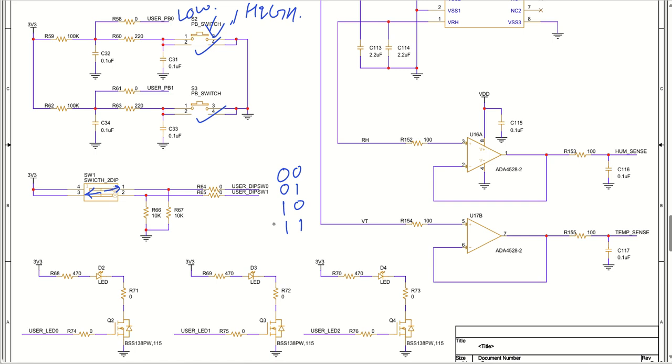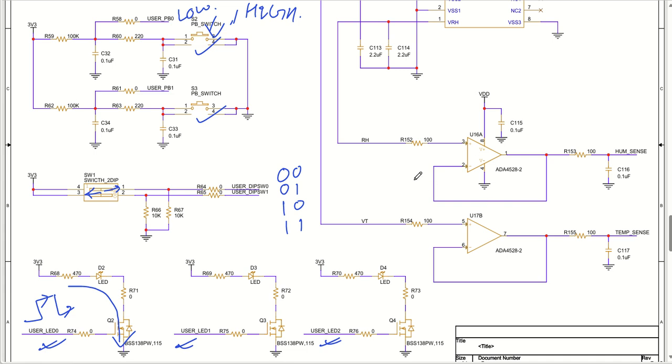We have three LEDs connected, user LED 0, 1, 2, and they are not consuming current at all because they are just driving the MOSFET to make the circuit complete. So whenever the microcontroller GPIO goes high, the MOSFET will switch on and the LED will glow. And whenever it goes low, the MOSFET will turn off, and this is how my LED will turn off. So this is a very nice example of LED interfacing to a microcontroller pin.